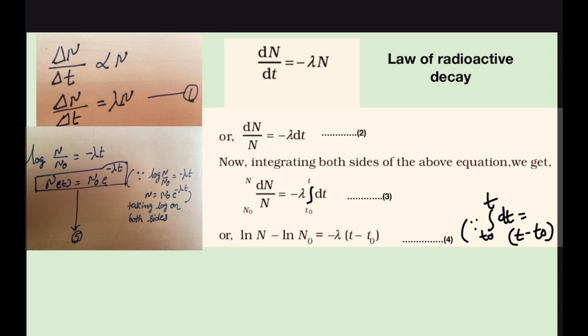So our final equation will be N is equal to N0 e raised to minus lambda t. And this is the change in number of nuclei. Now we are going to study total decay rate.